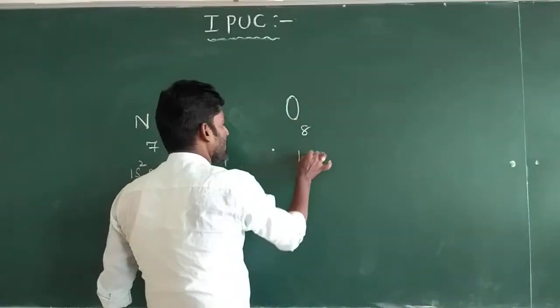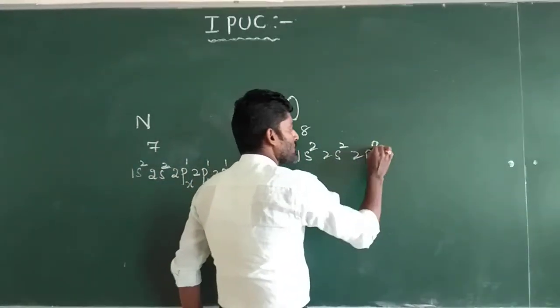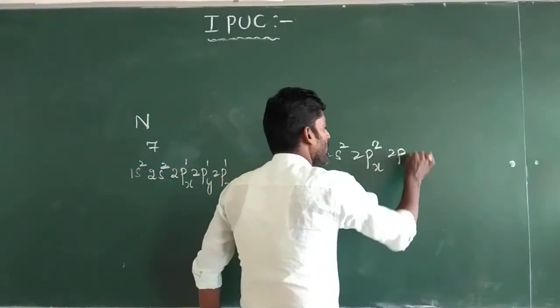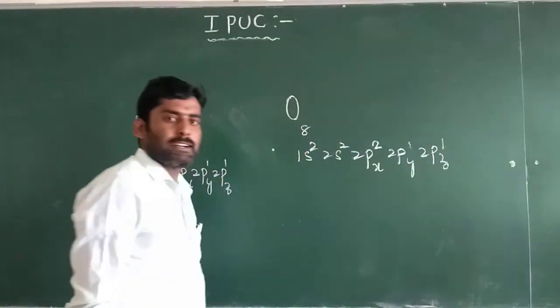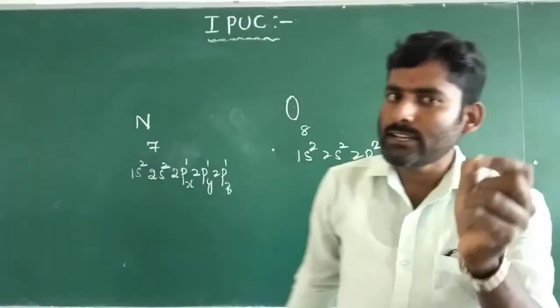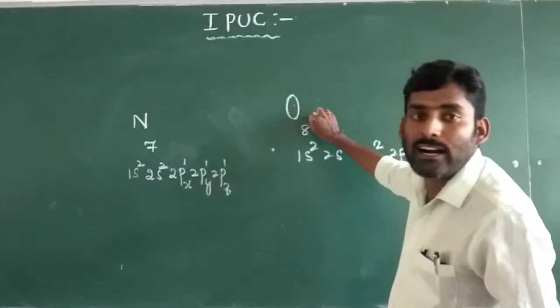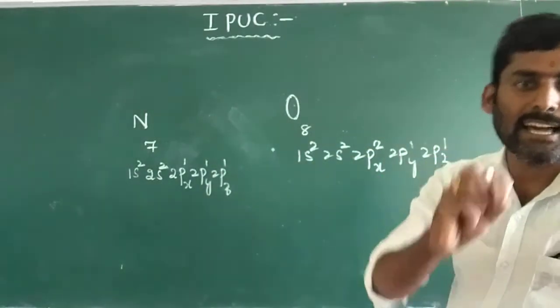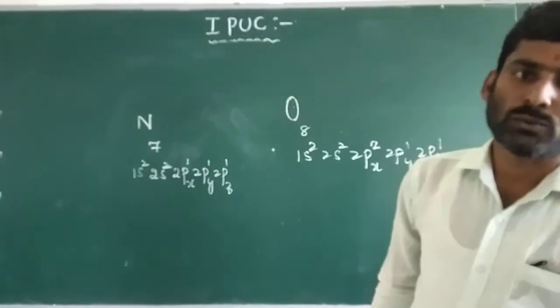Oxygen, if we write 1s2, 2s2, 2px2, 2py1, 2pz1. So 8 electrons. So here the first ionization energy of oxygen is less than the first ionization energy of nitrogen.